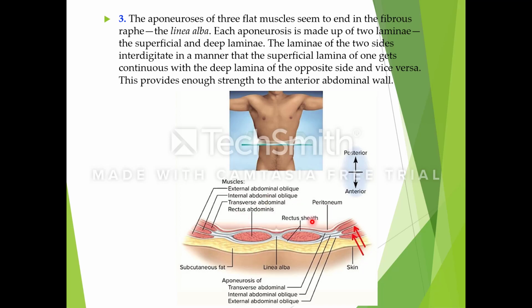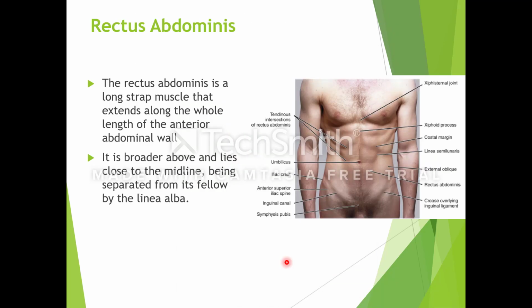See here, this is the formation of the rectus sheath. The external oblique aponeurosis and one lamina of the internal oblique aponeurosis will pass anteriorly and form the anterior wall of the rectus sheath. And the transversus abdominis aponeurosis and the posterior lamina of the internal oblique aponeurosis will pass posteriorly and form the posterior wall of the rectus sheath. So all three aponeuroses will contribute in the formation of the rectus sheath anteriorly and posteriorly.